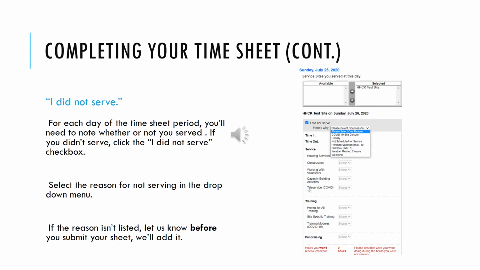So here on this slide, we are talking about how to document on your timesheet days that you did not serve. So for each day of a timesheet period, you'll need to note whether or not you've served. So if it's a day that you didn't serve, you would click that check box like in the screenshot on the presentation. And then you're going to choose from the here's why drop down box. So these are your options as to why you didn't serve. For this example, I would just say, okay, it's Sunday, July 26th, didn't serve, it's the weekend.